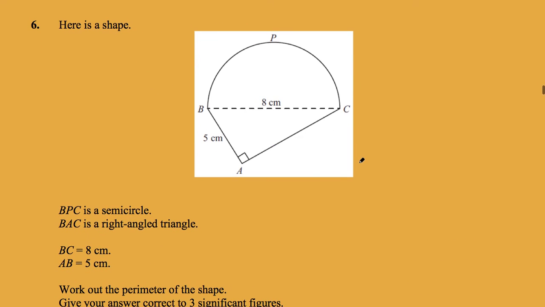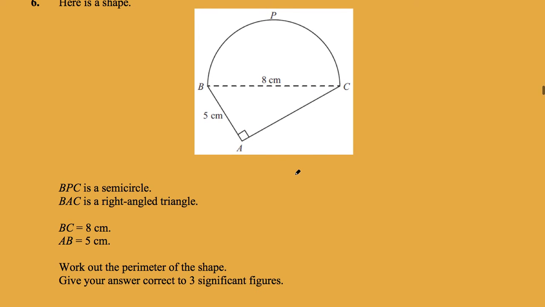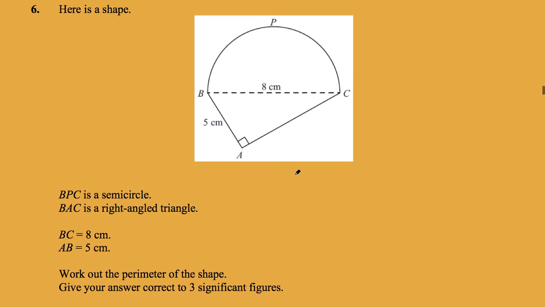Question 6, here is a shape. BPC is a semicircle. BAC is a right angled triangle. BC equals 8 centimeters, AB equals 5 centimeters. Work out the perimeter of the shape. Give your answer correct to 3 significant figures.